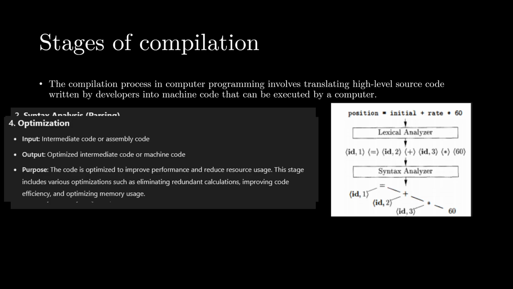Then the last stage is optimization. We input whatever code we got from the code generation, and it just optimizes it. Optimization just improves performance and optimizes memory usage, right? So it's just good, I guess.